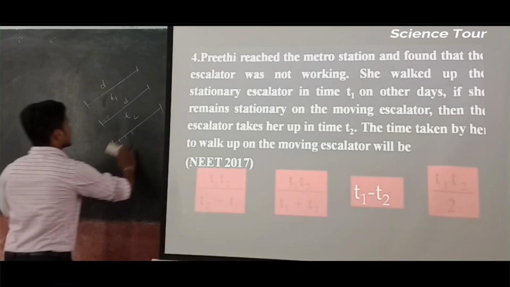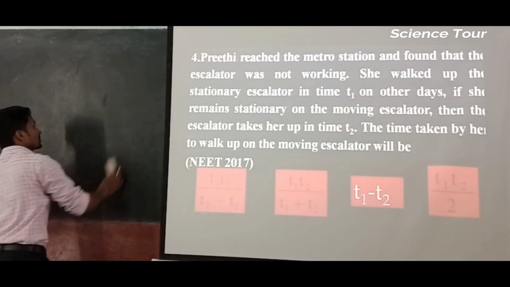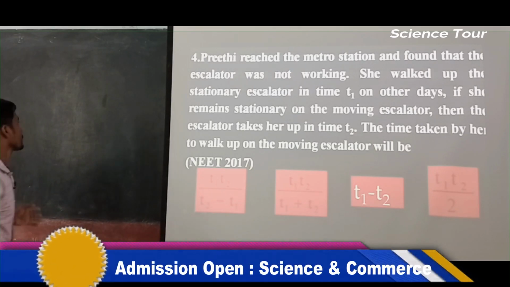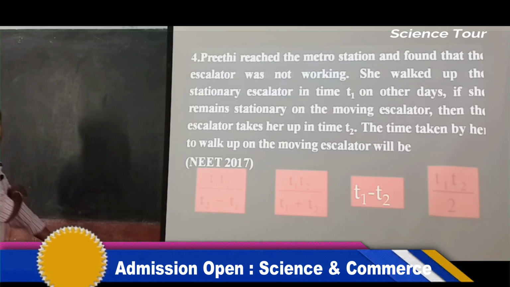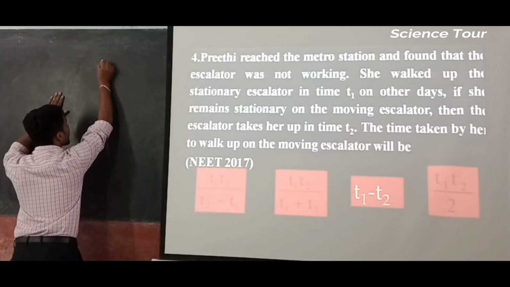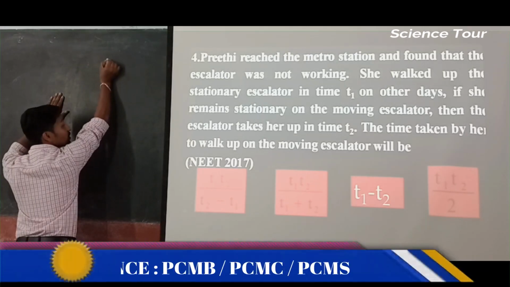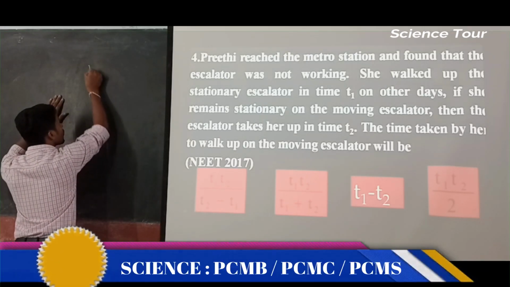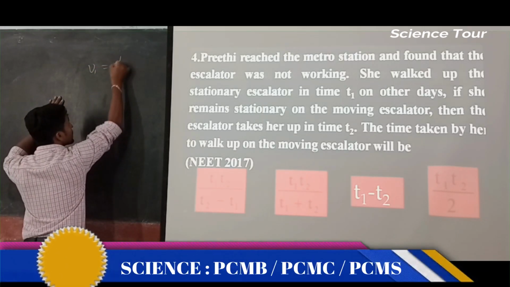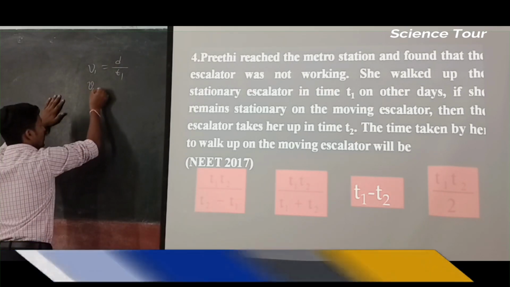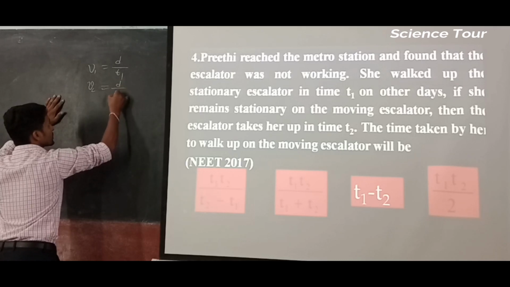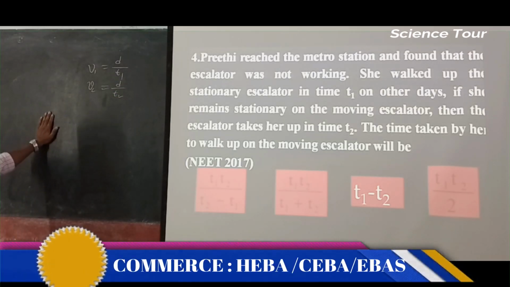Okay, we will see for the first case, since velocity will be different. So first she is walking only on the stationary steps. That is nothing but time is t1. We know that velocity is equal to displacement by time. So v1, she has taken the same distance d with the time t1. In the second case, steps are moving with velocity v2, same distance with the time t2. Right.